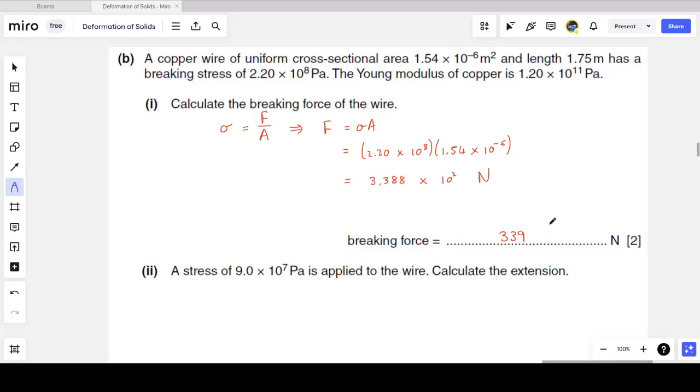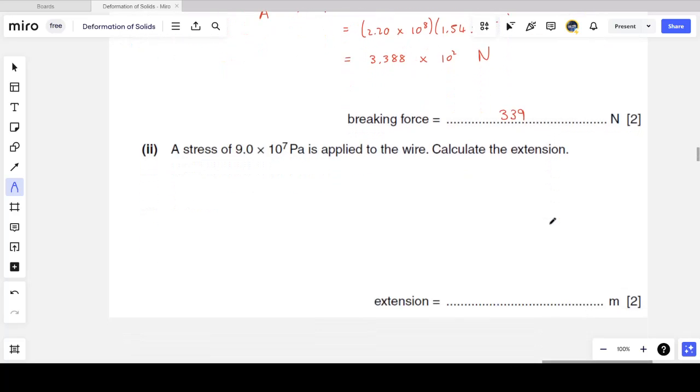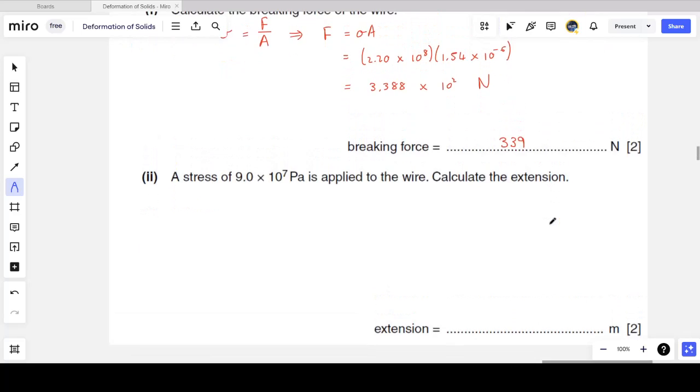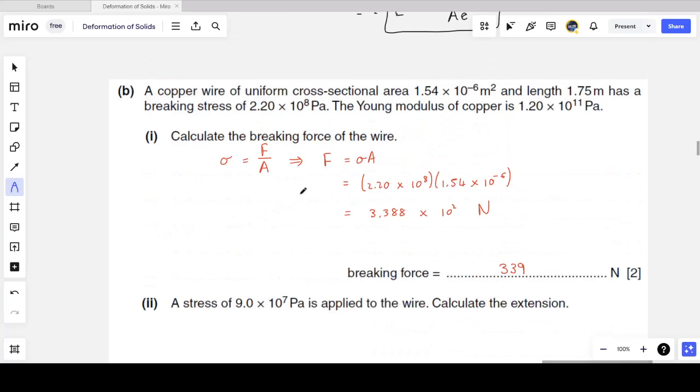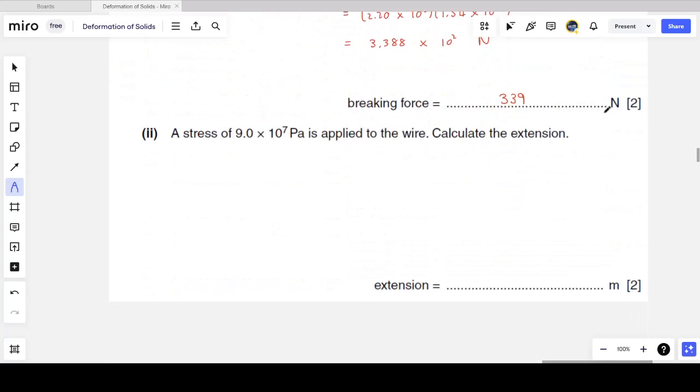So that requires us to know how we can relate force to stress, or load to stress. We're then told that a stress of 9 times 10 to the 7 pascals is applied to the wire, and we want to find the extension. So now we apply the load, and we want to know what the extension is going to be. Well, I was given the Young modulus for copper, and that will apply for any copper, despite the shape and the size, etc.